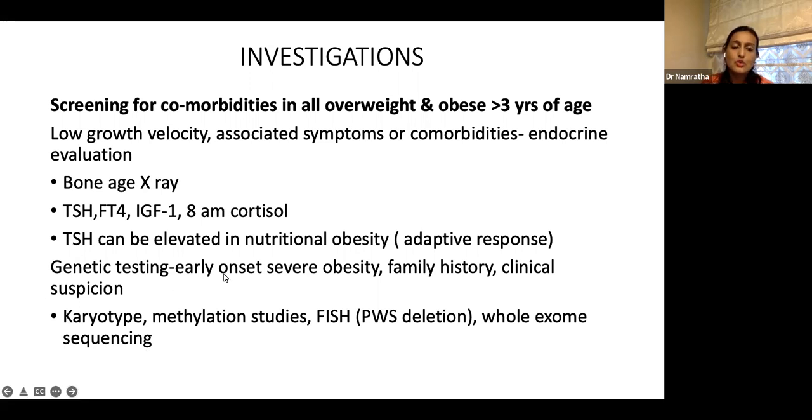Genetic testing is recommended for early onset severe obesity, especially when they have clinical markers and there is a positive family history. Some of the genetic tests that we do are karyotype and methylation studies for Prader-Willi syndrome, and whole exome sequencing or next generation sequencing may have to be done for other suspected genetic disorders.